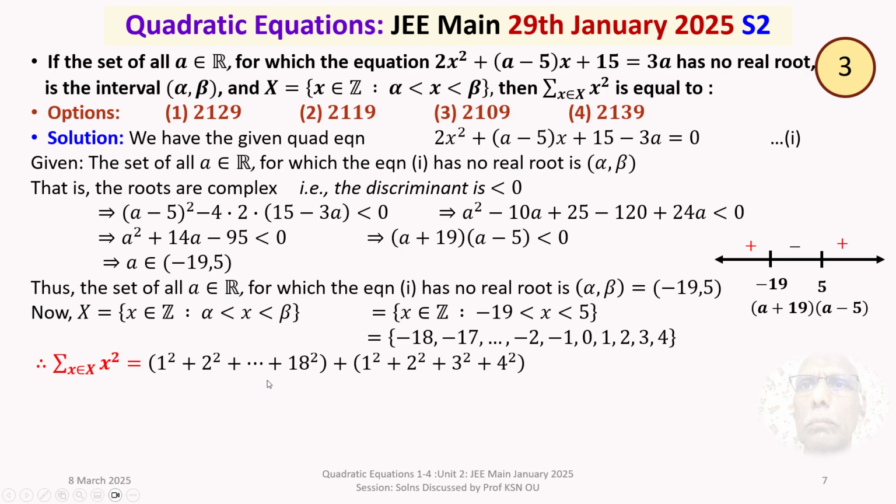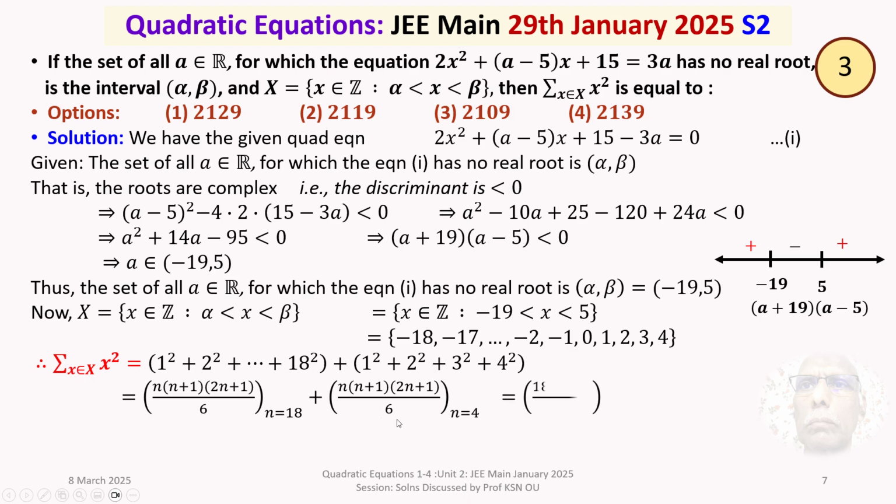The first one is the sum of the squares of the first 18 natural numbers, and its value is given to be n into n plus 1 into 2n plus 1 by 6, where n is equal to 18. In this case, n into n plus 1 into 2n plus 1 by 6, where n is 4. Now, when n is equal to 18, it is 18 into 19 into 2 times 18, which is 36, plus 1, 37, by 6. So 18, 19, 37 by 6, plus this one, 4 into 5 into 9 by 6.